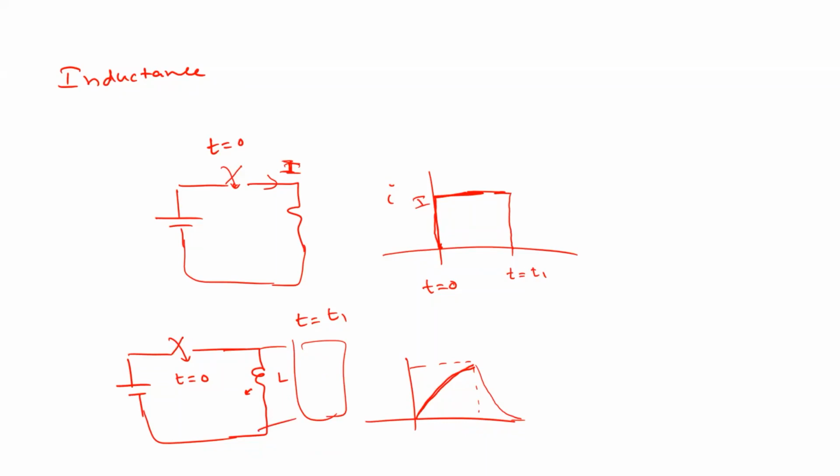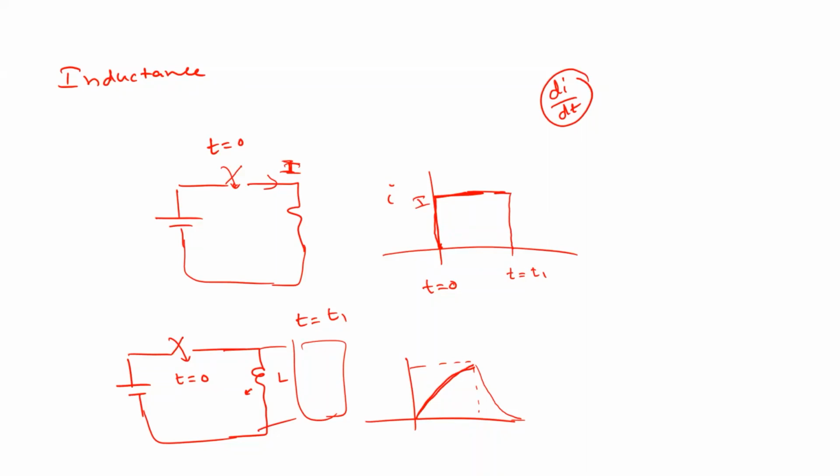So what the inductor basically does is it will not allow a sudden change in current. In other words, it will limit the di by dt. What is di by dt? The rate of change of current. So it will limit the di by dt.